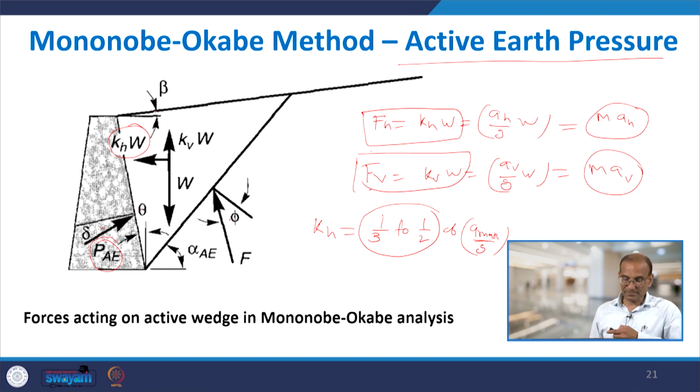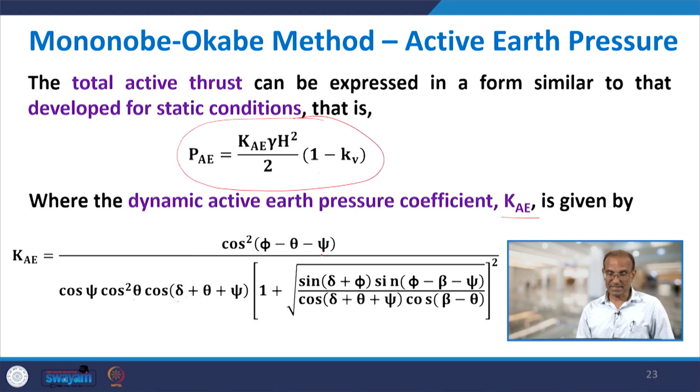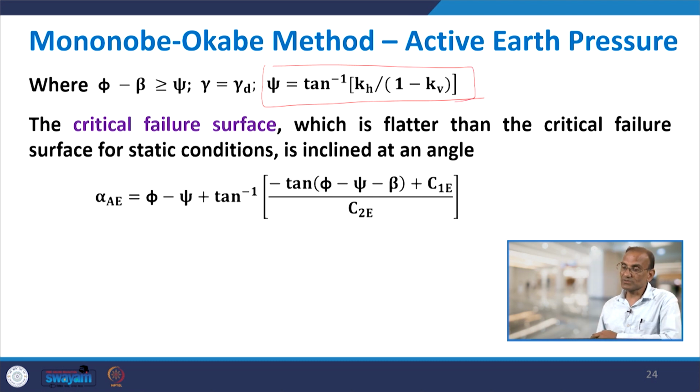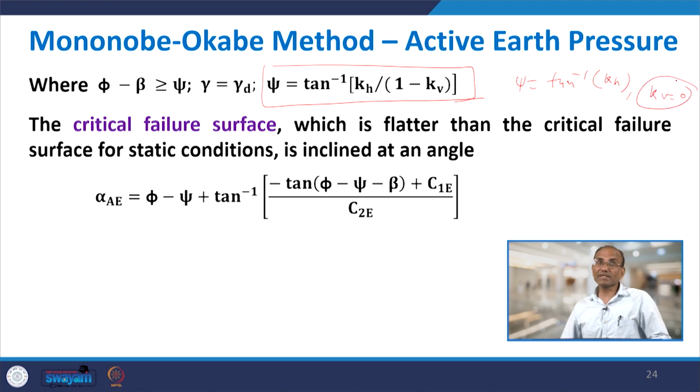phi and beta are the same, but one more angle is involved here, which is psi, and psi depends on your seismic coefficient. Psi can be found from this relation: tan inverse of kh over 1 minus kv, where kh and kv are the seismic coefficients. Even if I assume kv equal to 0, in that case psi is simply tan inverse kh. And as we discussed earlier, you can assume kv equal to 0, but kh is not 0. However, you cannot do the reverse, assuming kh equal to 0 and kv not 0. So, you need to consider the value of kh in any case. As a result, the numerator here cannot be 0.